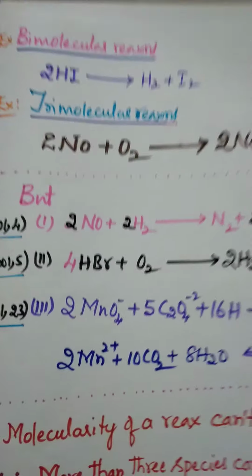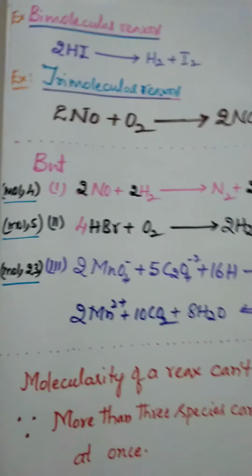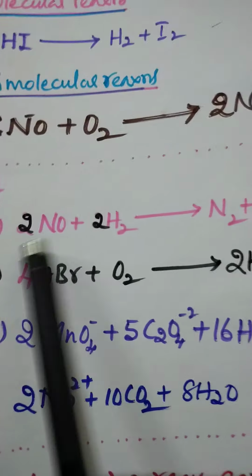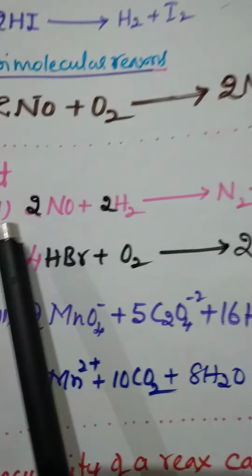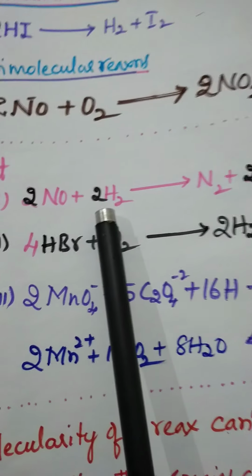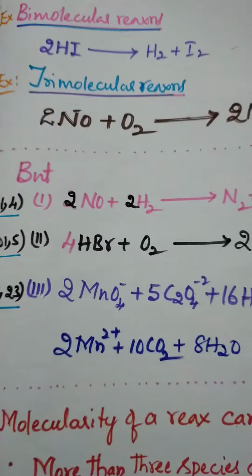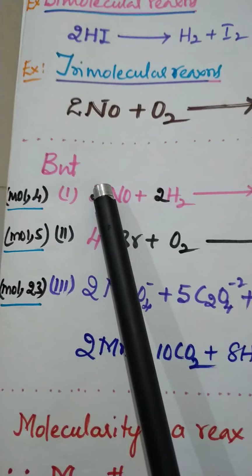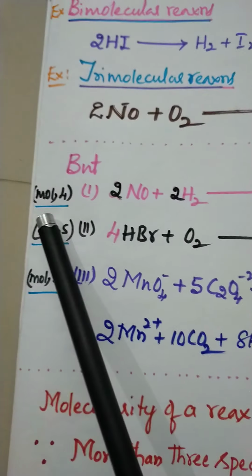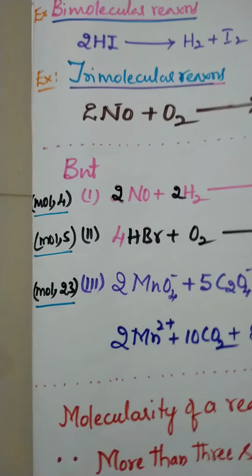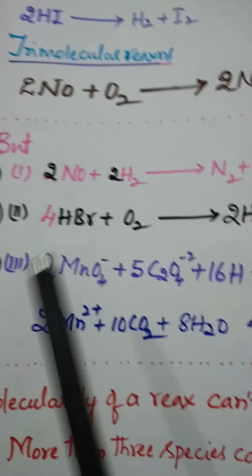But here is one condition in learning molecularity. Observe the equations below. How do we go for these reactions? Here is one reaction, 2NO plus 2H2, nitrogen monoxide plus hydrogen. It forms nitrogen and water molecules. But if you count the number of molecules in this one, we are getting 2NO and 2H2, 2 plus 2, 4. Is it possible to form the molecularity 4? Is it possible? Let us come to another example.